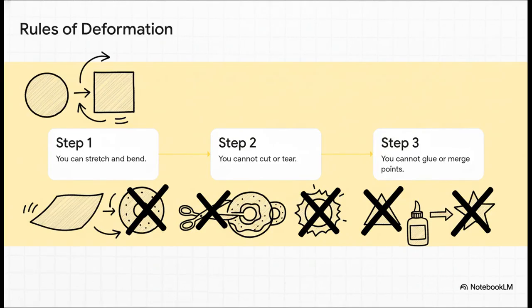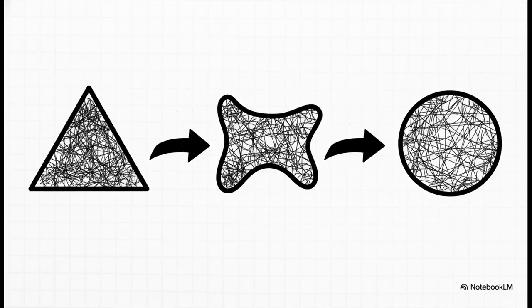So really, all that formal language just boils down to three simple rules for our game. One, you can stretch and bend all you want, but two and three are what you can't do. You absolutely cannot cut or tear the shape, and you cannot glue different parts of it together. You have to work with what you've got. And this leads to some really surprising results. Under these rules, a triangle is actually the exact same thing as a circle. Yeah, really. Those sharp corners, the straight edges, they just don't matter topologically. You can smooth them all out. The only things that matter are the deep, fundamental properties that survive all that stretching and squishing.